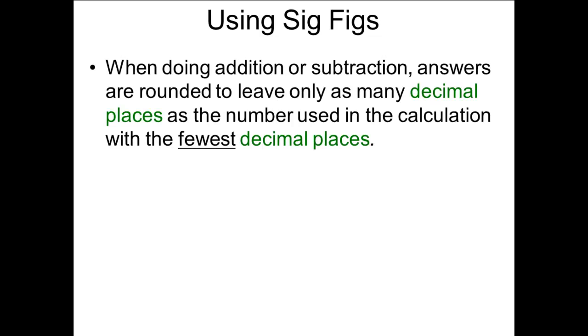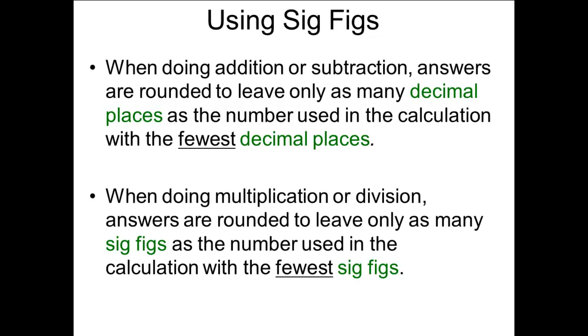When doing addition or subtraction, answers are rounded to leave only as many decimal places as the number used in the calculation with the fewest decimal places. When doing multiplication or division, answers are rounded to leave only as many sig figs as the number used in the calculation with the fewest sig figs. You may pause the video to write down these rules if you wish.